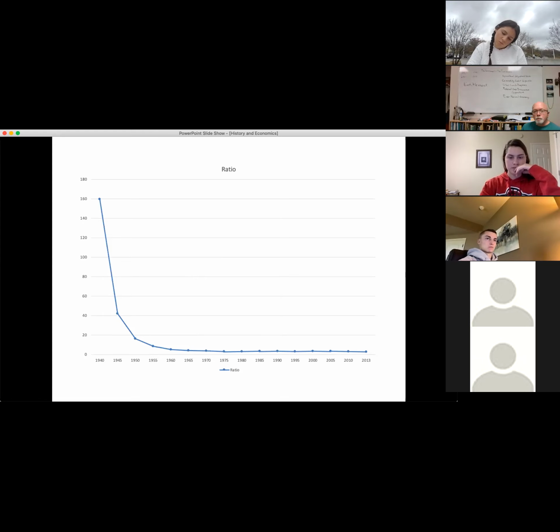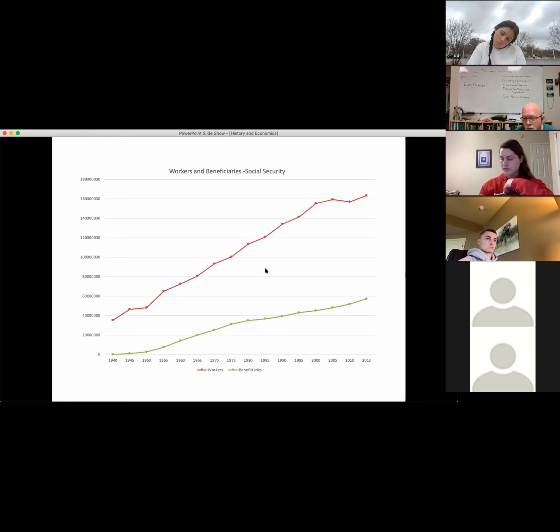So one of the questions that you might have after looking at these graphs is, why is Social Security in trouble when you had all of these years where there are many more workers than beneficiaries, when basically the Social Security trust fund should be essentially accruing money over all of this time? Why is it suddenly in such trouble? Does anybody know the reason for that?